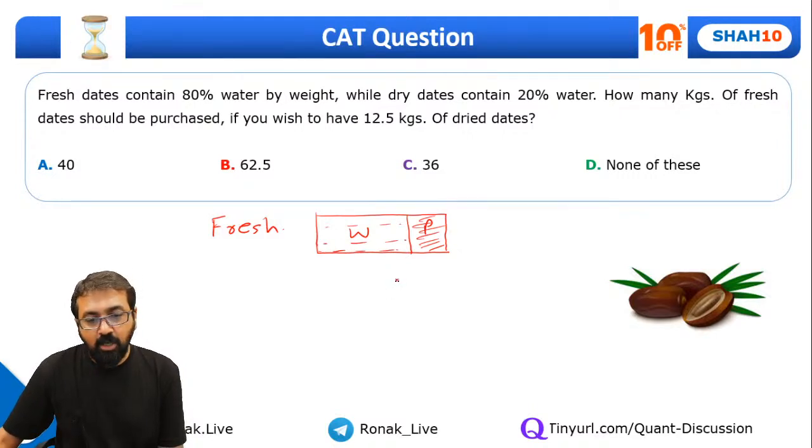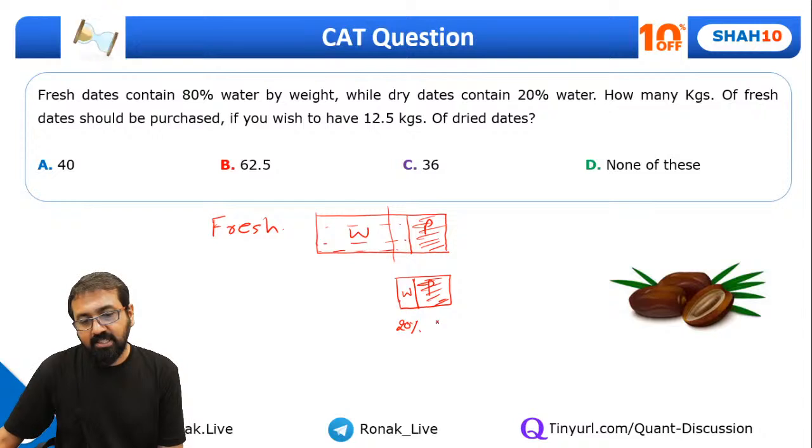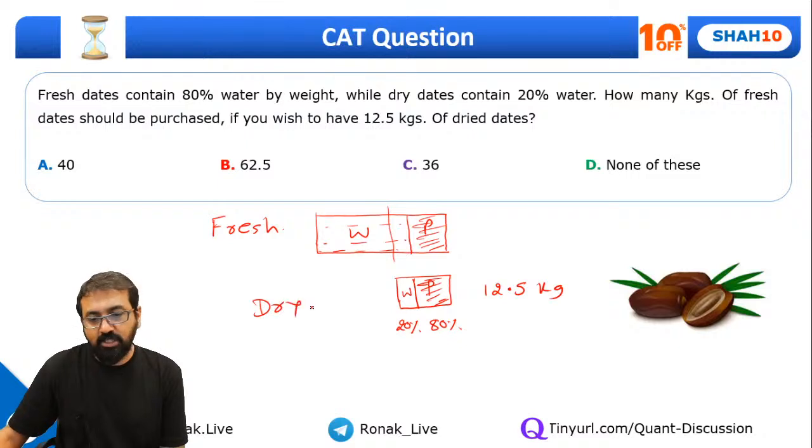Now when I allow it to dry, this is how it will become. The pulp will remain as it is. This pulp portion will remain as it is. But some part of the water will evaporate. And this is 20% now, and this is 80% now. And this is given as 12.5 kg. These are dry dates, so that is 12.5 kg.